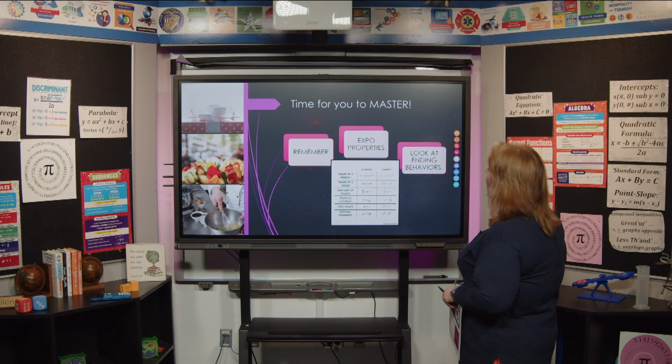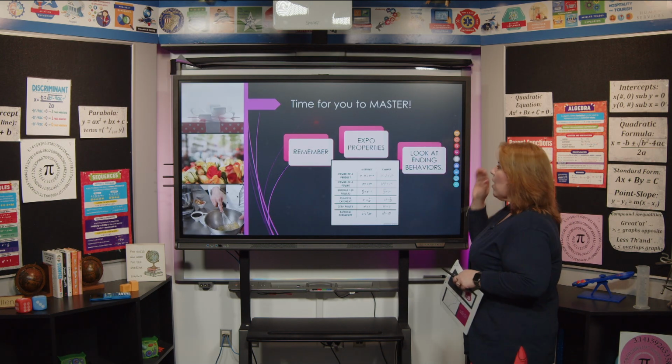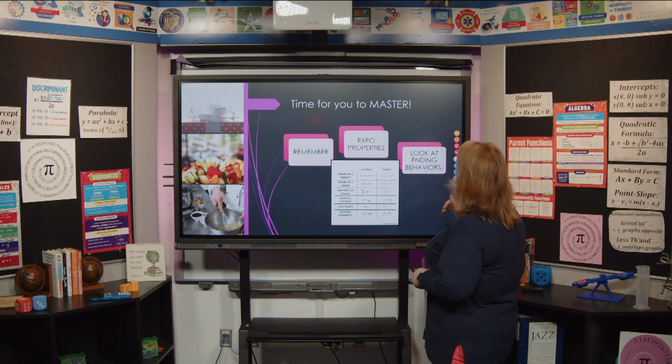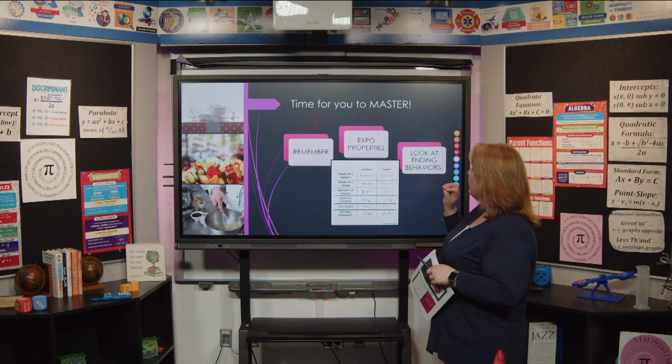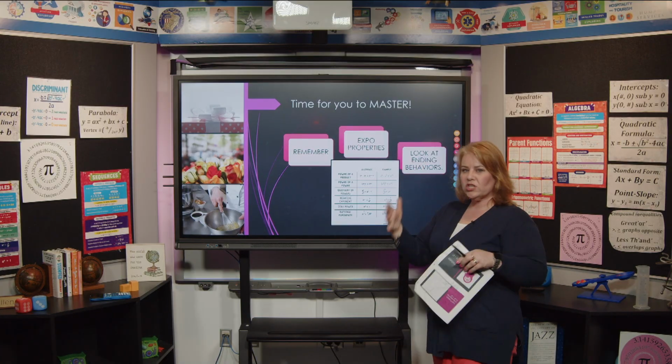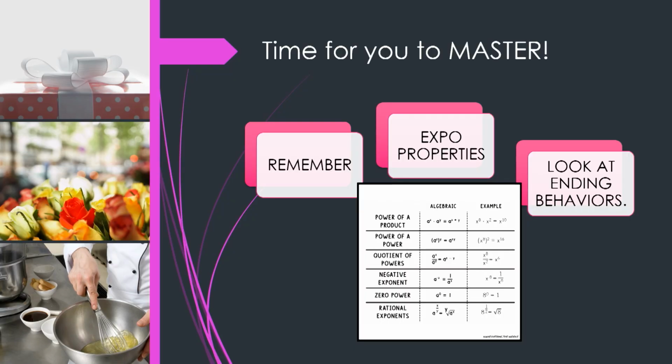So let's look at the next. All right, so now it's time for you to master. Remember our exponential properties and look for your ending behaviors. Now, I want us to look at these exponential properties just to refresh our memory. So we have the power of a product, the power of a power, the quotient of a power, negative exponents, there are our reciprocals that we were talking about. We have the zero power, where everything equals 1 if it's to the zero power. And then we have our rational exponents. So we want to remember those.